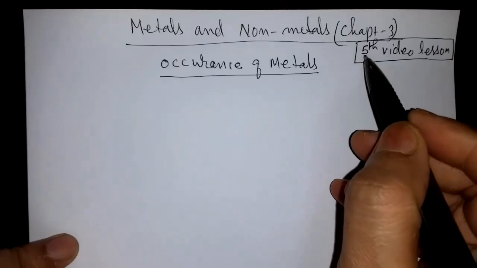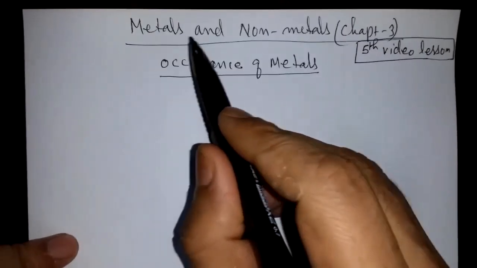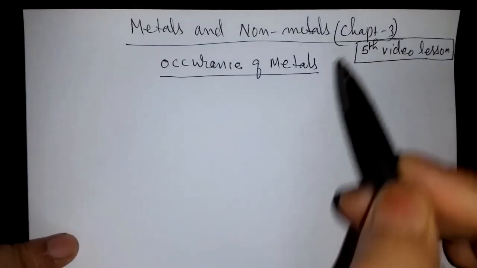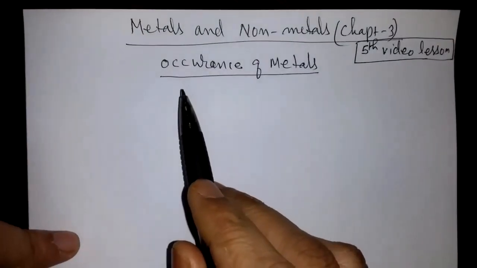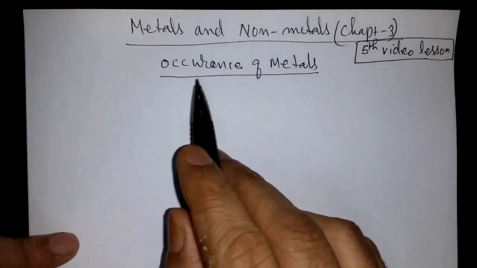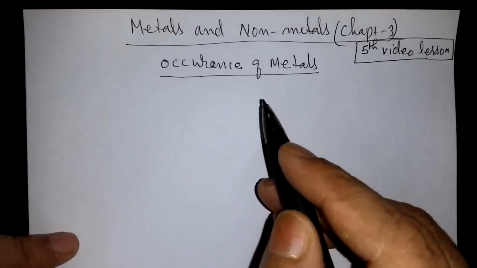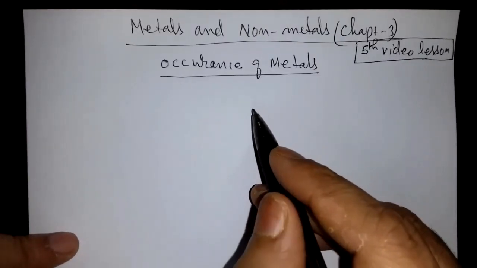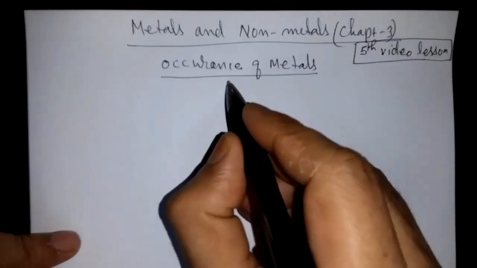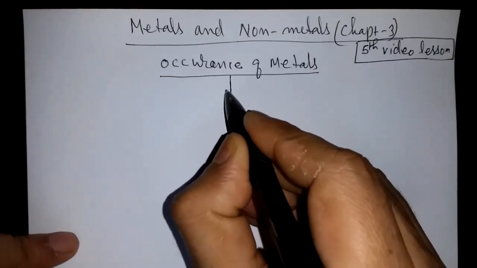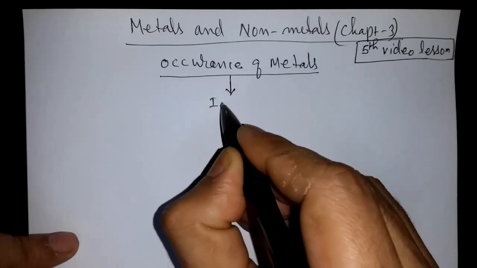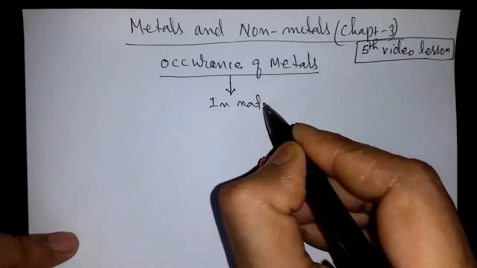Okay, this is the fifth video lesson on metals and non-metals, that is chapter 3. And today we are going to discuss occurrence of metals. Occurrence of metals means in nature where we can find metals.